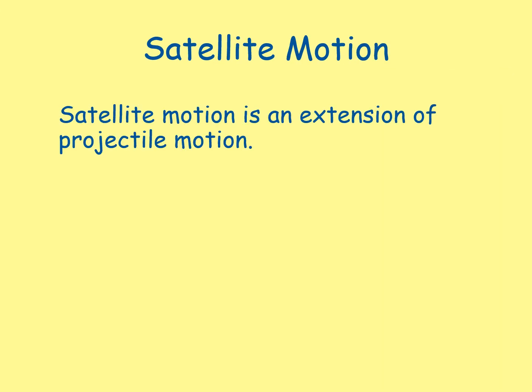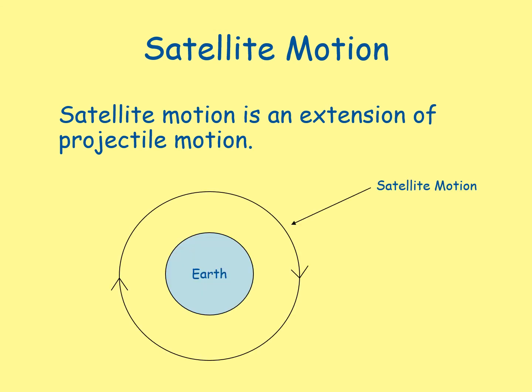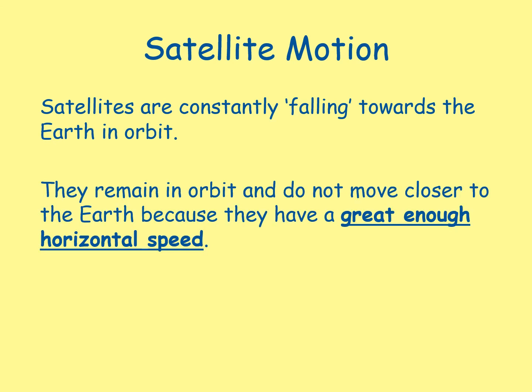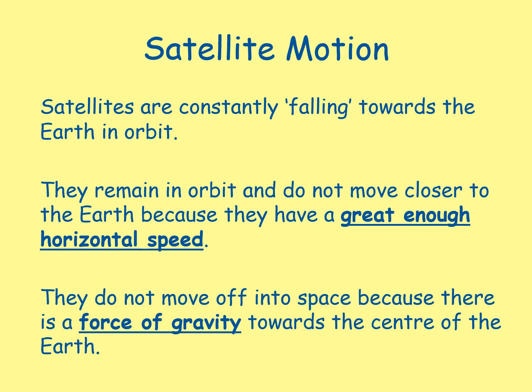Satellite motion. Satellite motion is an extension of projectile motion. Here we can see we've got the Earth and satellites moving around the Earth. Satellites are constantly falling towards the Earth in orbit. They remain in orbit and do not move closer to the Earth because they have great enough horizontal speed. They do not move off into space because there is a force of gravity holding them towards the center of the Earth.